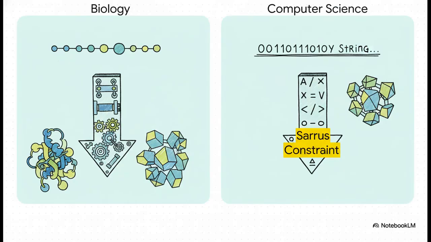Well, the answer is mind-blowing. It comes from this parallel between 2 fields you'd think have nothing to do with each other. So look, on one side, you've got biology. Proteins fold from a 1D chain into a 3D shape using that physical Sarrus linkage we talked about.